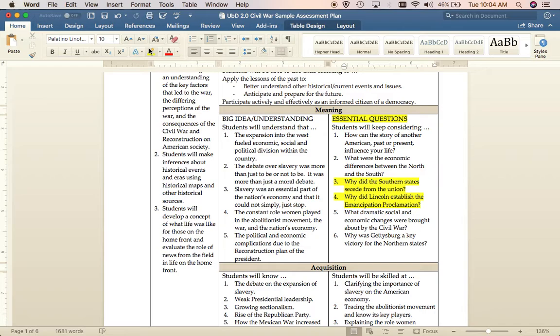So with number 3, why did Southern states secede from the Union? Well, was it because they needed slavery or because it was states' rights? Historians still argue about that. Number 4, why did Lincoln establish the Emancipation Proclamation? Did he do it to win the war, or did he do it because he saw slavery as being immoral? You could argue either one of the two of those.